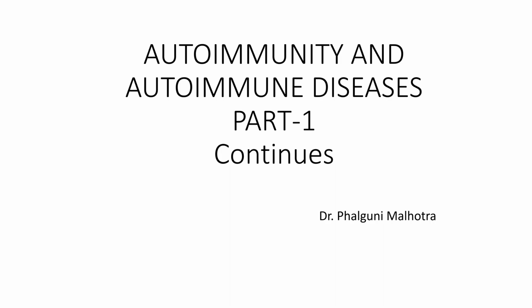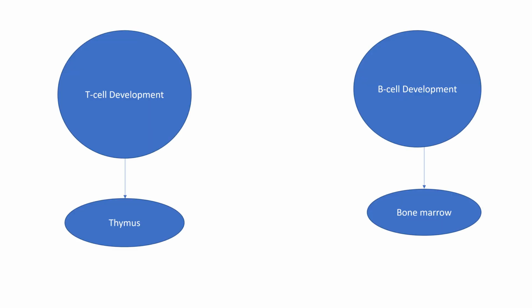So today we are going to discuss autoimmunity and what autoimmune diseases are. Our immune system comprises T cells and B cells, which mediate cell-mediated immunity and B cell-mediated immunity. T cell development takes place in the thymus and B cell development takes place in the bone marrow, which are the primary sites for their development, right?